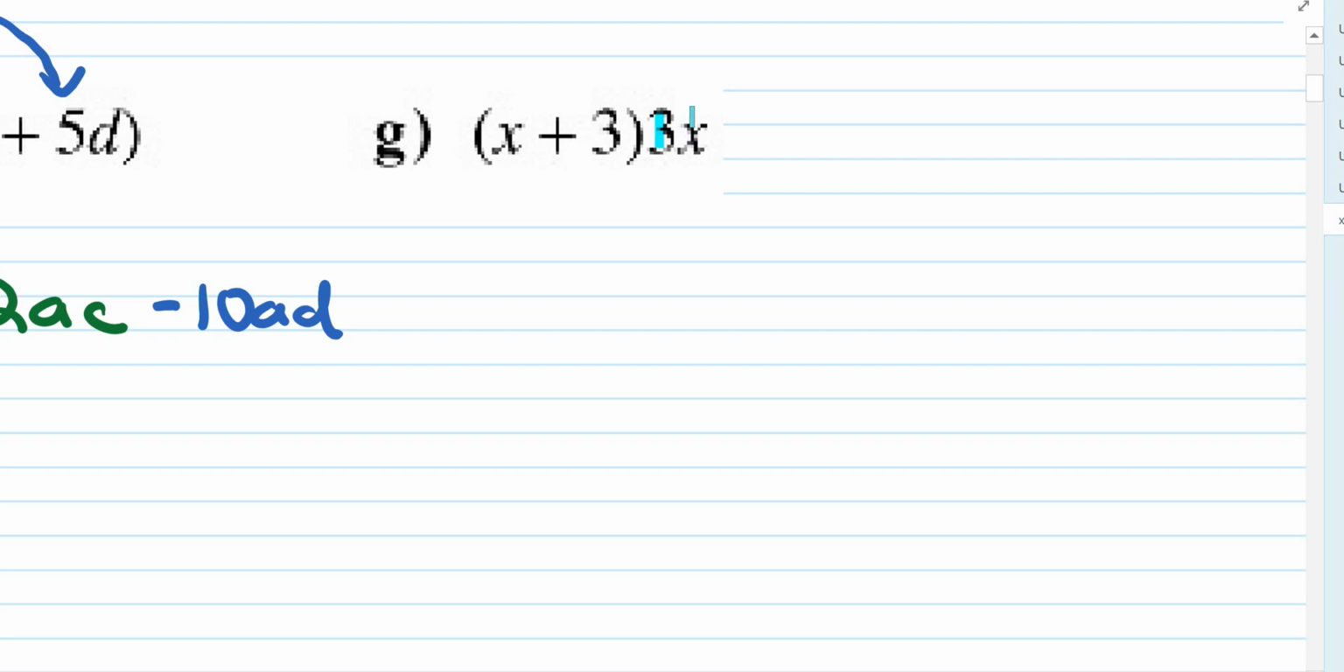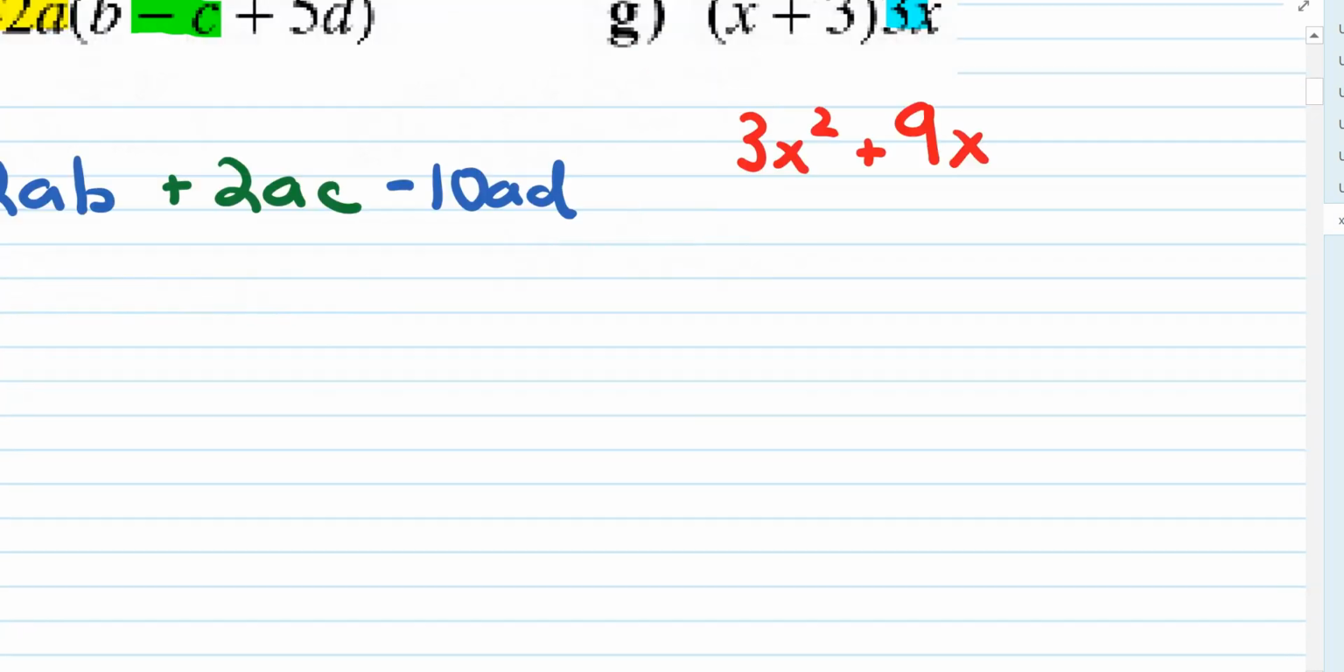And for letter G, I guess the 3x is on the right-hand side here. So if I go backwards here, I get 3 times 3x, which is 9x. And 3x times that 3 will be 3x squared and a positive sign. Okay, so that's it for that one. Let's keep on moving through.